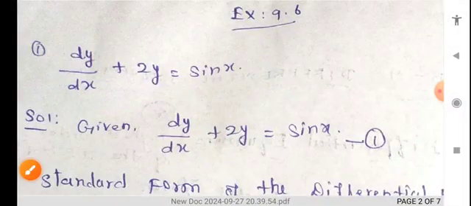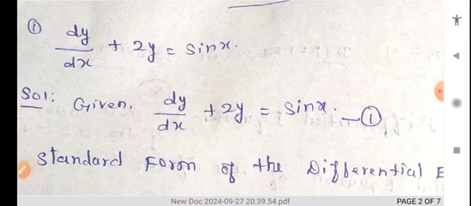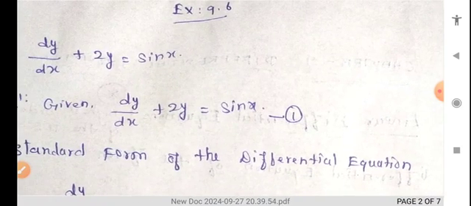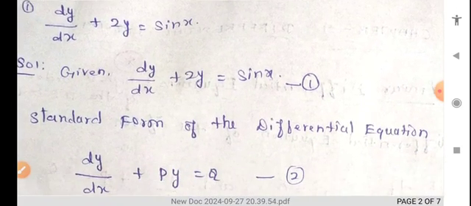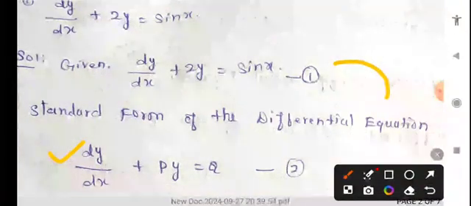The next one is, we have to check the two standard forms. In which standard form is it presented? It is dy by dx plus py equal to q. Okay, very clear. So the sum is dy by dx plus 2y equal to sin x. Take this as the first equation.